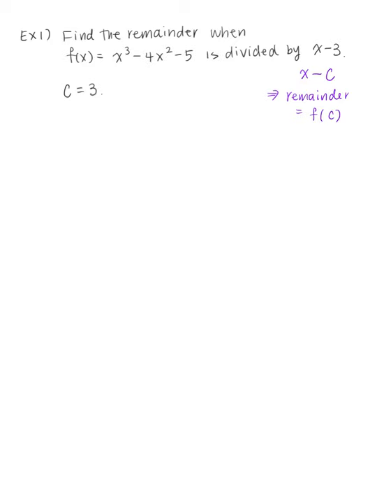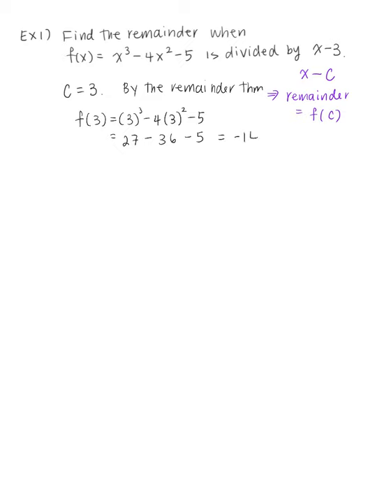Okay, so applying the remainder theorem, so by the remainder theorem, the remainder is going to be f evaluated at c. So in this case, it's going to be f of 3. So this is going to be 3 cubed minus 4 times 3 squared, and then minus 5. So this is going to give us 27 minus 9 times 4, that's 36, and then minus 5, which is going to give us minus 14.